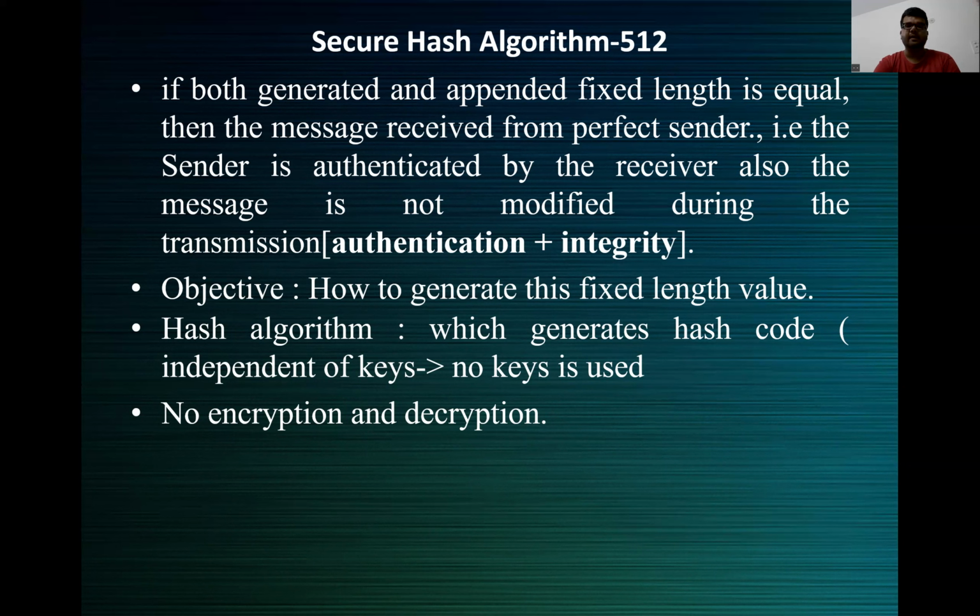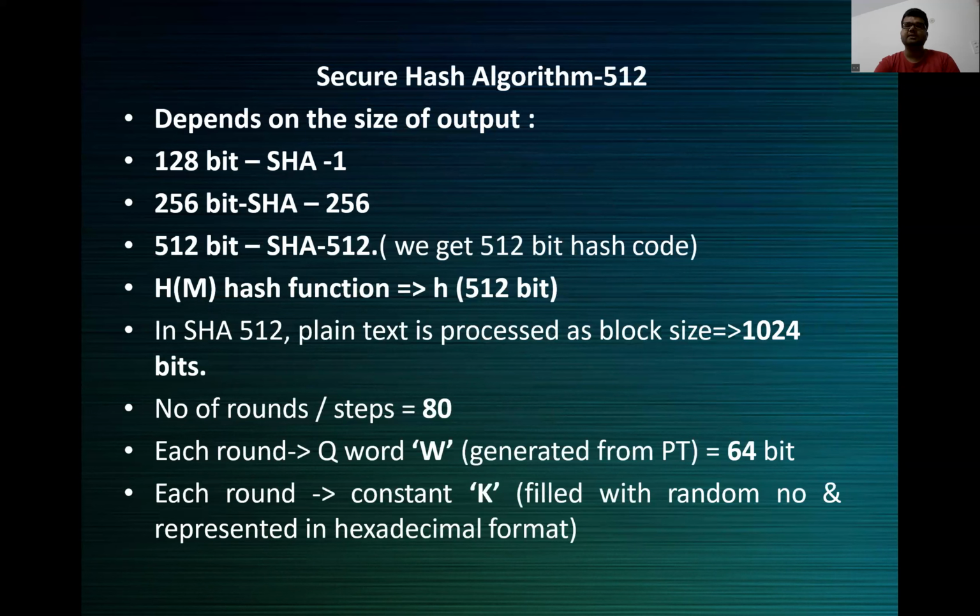The hash algorithm generates a hash code independent of keys, which means no keys are used, no encryption and decryption. Depending on the size of the output, 160-bit is SHA-1, 256-bit is SHA-256, and 512-bit is SHA-512. So we get a 512-bit hash code, the hash function of M, which is a 512-bit hash.